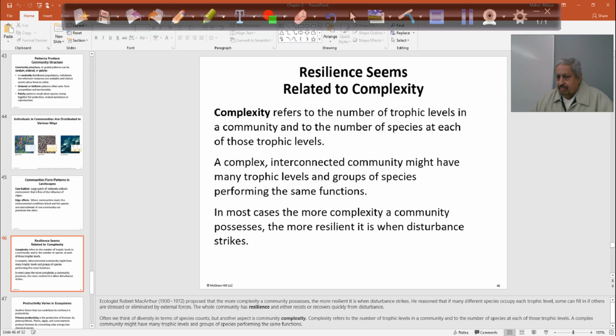In most cases, the more complex the community is, the more resilient it is when disturbance strikes. That's really true. Whenever disturbance strikes, you will see the community holding together, and this is a matter of survival. They hold together.